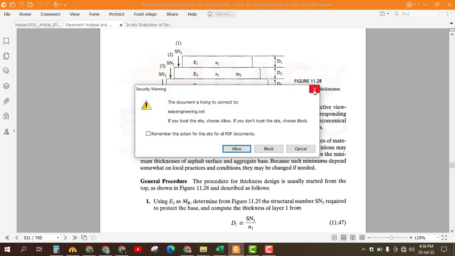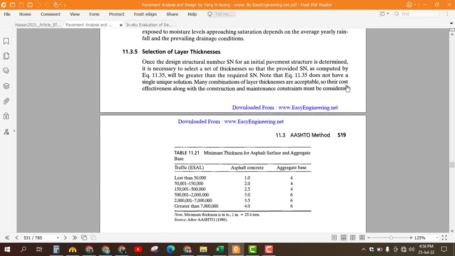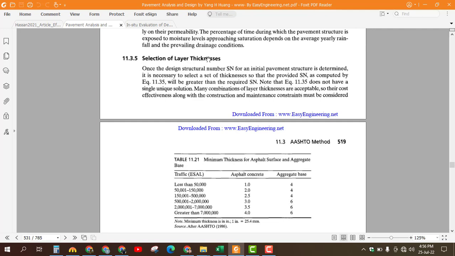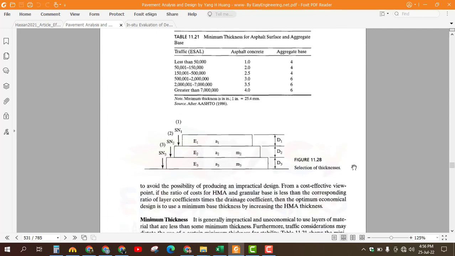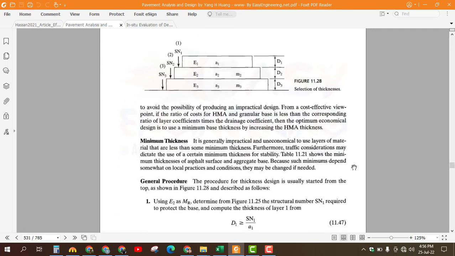Layer thicknesses, selection of layer thicknesses. For this we will first calculate the structure numbers, that is SN1, SN2 and SN3. If there are 3 layers, then we will find SN3. If there are 2 layers only, then we will find SN1 and SN2. This SN1 and SN2 can be found from the equation. We already have the equation, I will show you later.